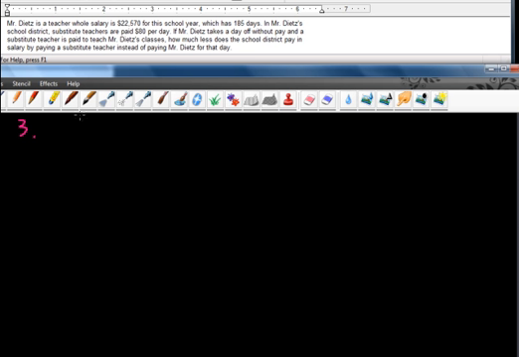So it says he makes $22,570. That's a dollar sign, awful, but per 185 days. A little bit messy here, sorry about that. Alright, per 185 days. And it says we only want to know for that day.